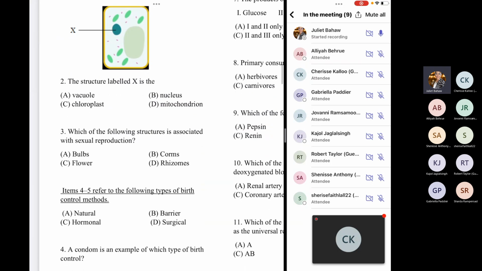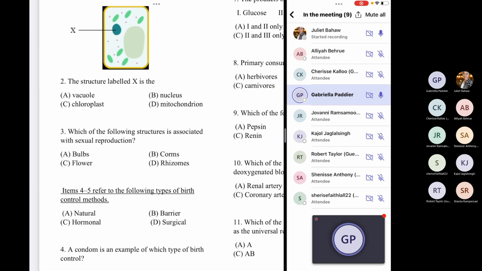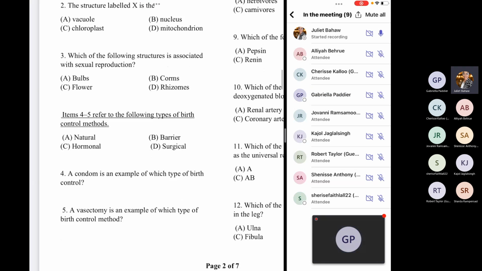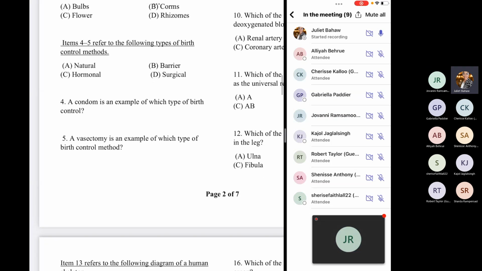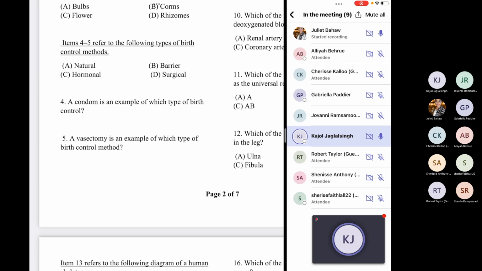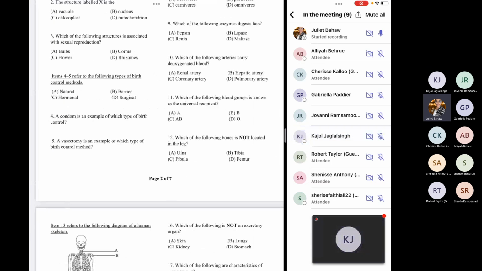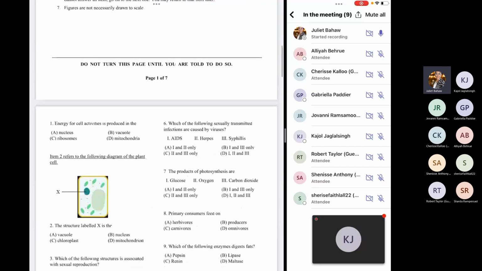3. Gabriella. Which of the following structures is associated with sexual reproduction? C. Flower. Very good. Number 4, Giovanni. The condom is an example of which type of birth control? B. Barrier. Number 5, Kajal. A vasectomy is an example of which type of birth control method? Surgical. Right, and for the males, tubal ligations for females.